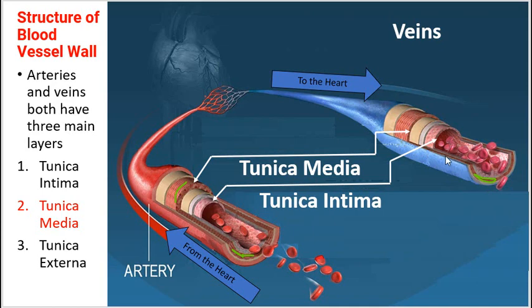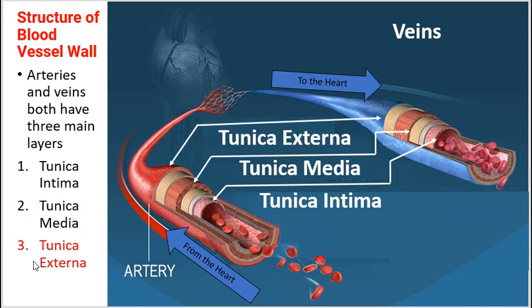One of the things that you should notice over here is that this layer is very thin in veins and very thick in arteries. So compared to the veins, arteries have a thicker tunica media layer, and you could see it right over here too. If you look at this one versus right over here, it's much thicker in the arteries.